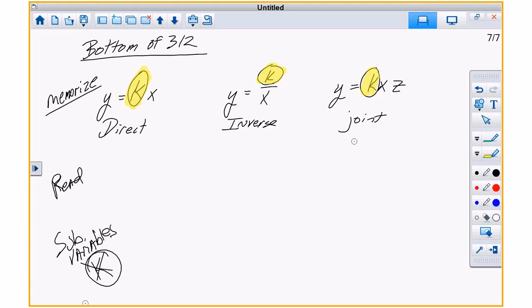So your first step tonight when you go home is to memorize those three formulas and the name of them, because the question is going to tell you which one to use. Now, sometimes they're going to tell you to mix two of them together.